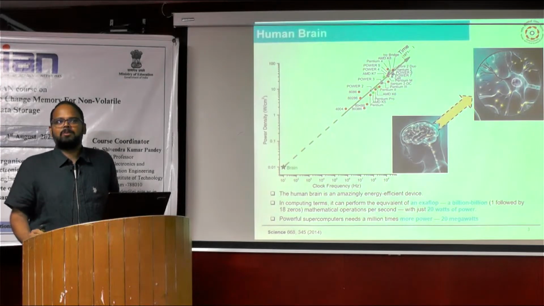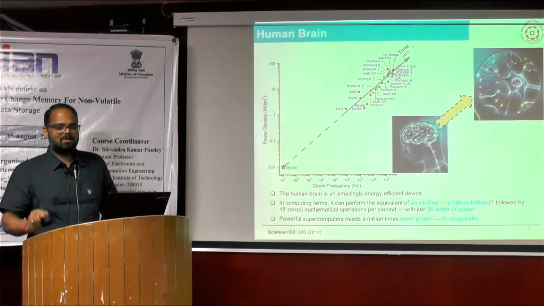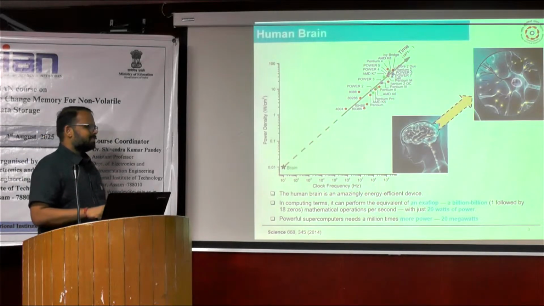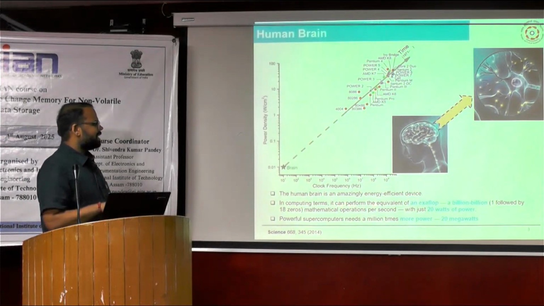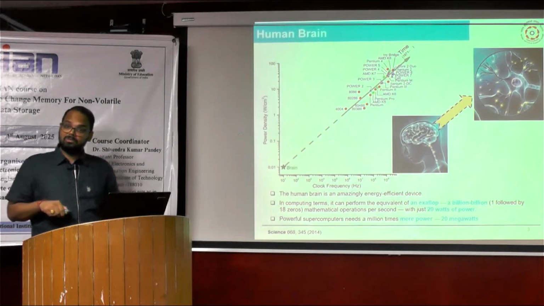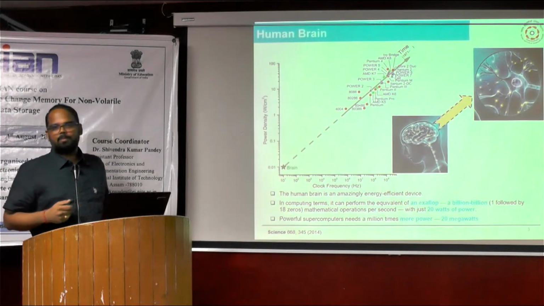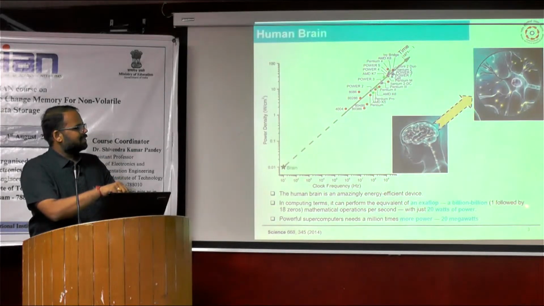It does not require much power. If you are installing any supercomputer, taking 4th generation, 5th generation processors, all those processors require a huge amount of power. But our human brain is storing and processing in a very small size and with very little power. In computing terms, it can perform the equivalent of an exaflop. What is an exaflop? An exaflop is 1 followed by 18 zeros mathematical operations per second, with just 20 watts of power. Our brain requires only 20 watts to process this information.